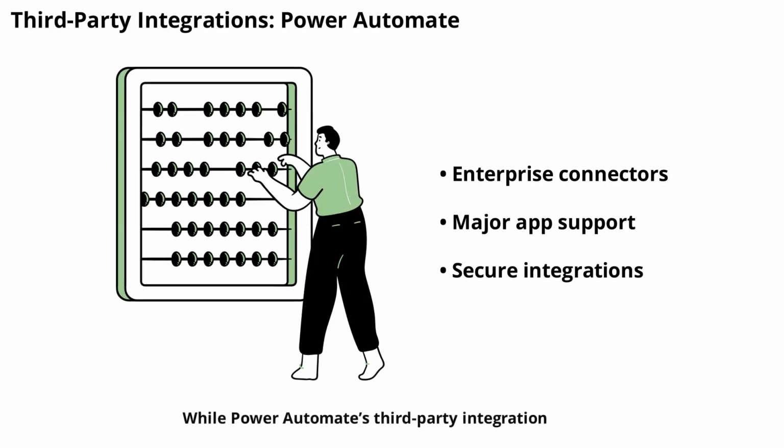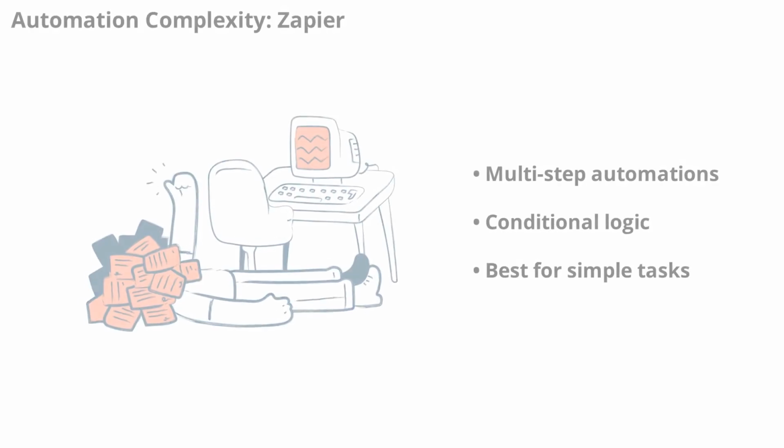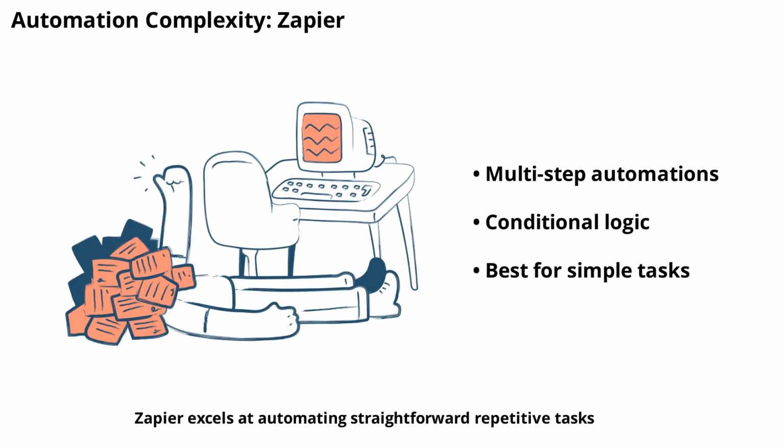While Power Automate's third-party integration library is smaller than Zapier's, it covers most major finance and business applications. The platform's focus on enterprise connectors ensures secure and reliable data flows. Finance teams can integrate with popular tools like SAP, Salesforce, and ServiceNow, making Power Automate suitable for organizations with complex IT environments.